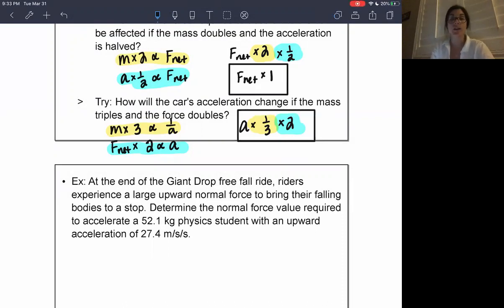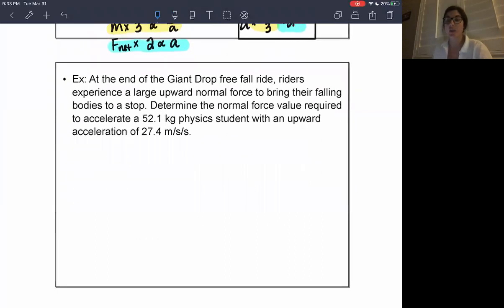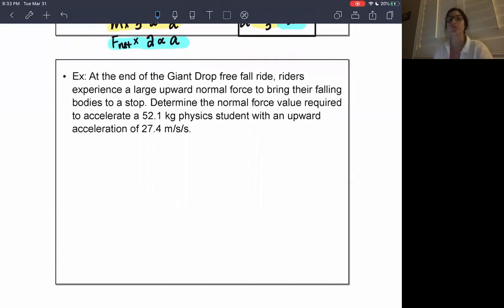So let's move on now to problem solving using numbers that aren't as nice as doubling or tripling or halving our values, because sometimes we're changing by a very specific amount. So at the end of the giant drop free fall ride, riders experience a large upward normal force to bring their falling bodies to a stop. Determine the normal force value required to accelerate a 52.1 kilogram physics student with an upward acceleration of 27.4 meters per second per second. Wow, this is a lot of information.